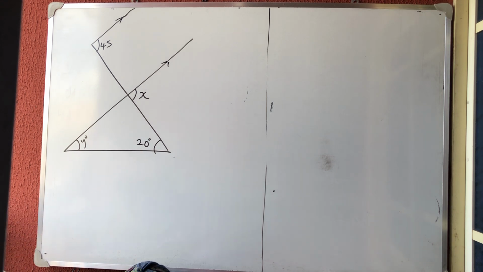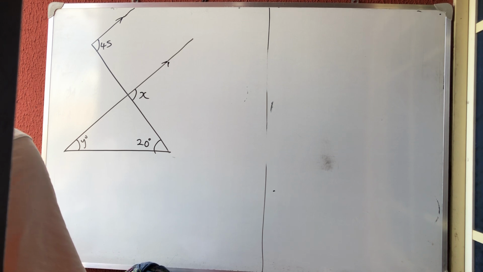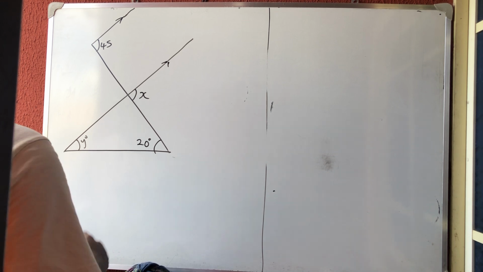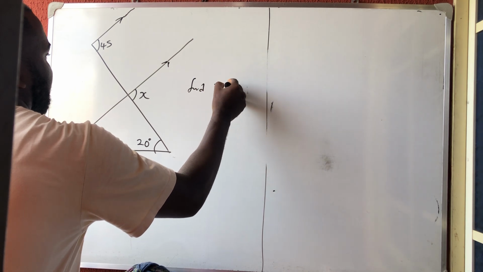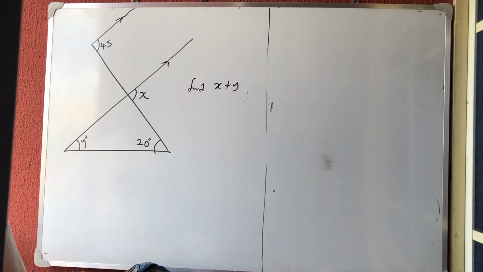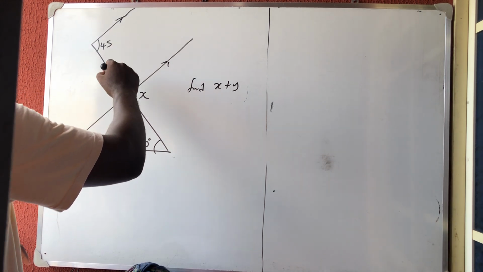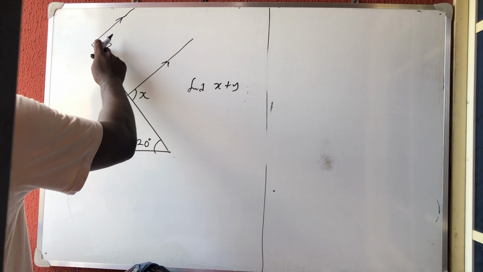Okay? They now said we should find x plus y again. We are looking for x plus y again. Now, to get that is very, very simple. What do we do? They gave us 45 and now, since this is parallel to this, do you know that x is equal to 45 degrees?